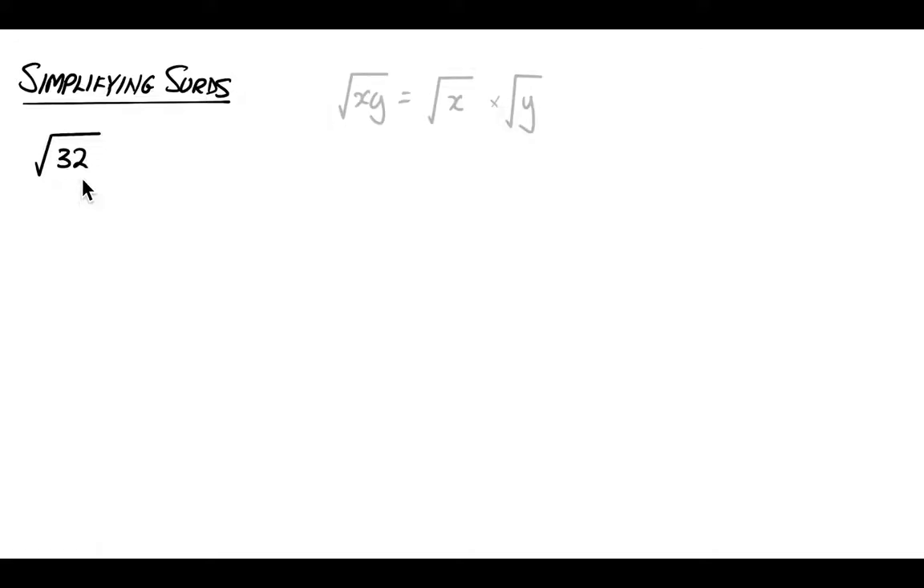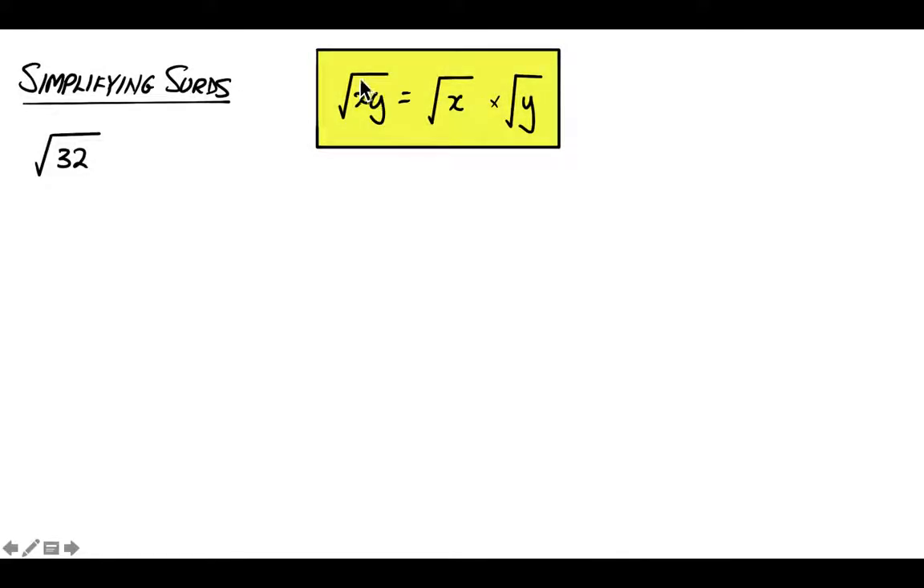So I can take root 32 and I'm going to simplify it. And here is my rule. The square root of x and y, so two factors, x and y, I can split them apart and write it as the square root of x times the square root of y. So I'm going to look for some factors of 32. So I could write 32 as 32 times 1, or I could write it as 16 times 2, or I could write it as 4 times 8.